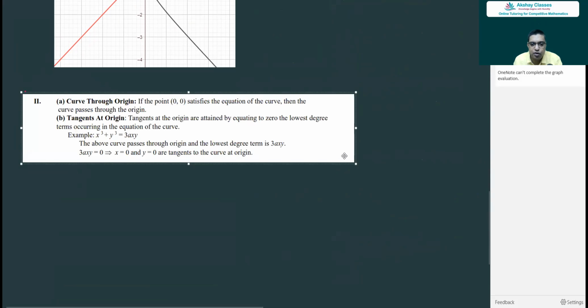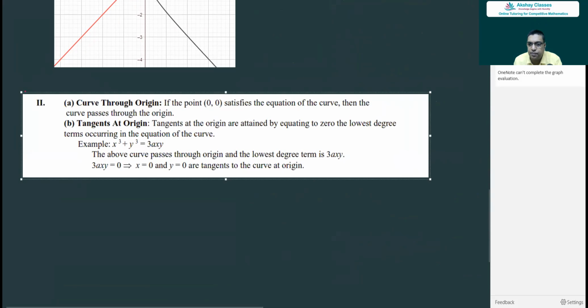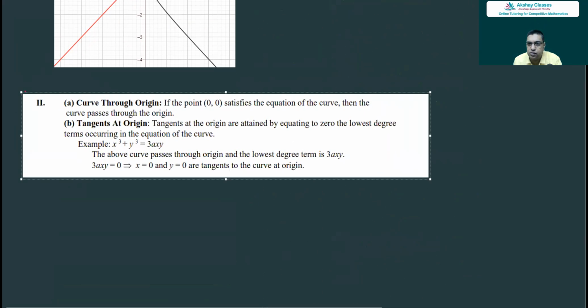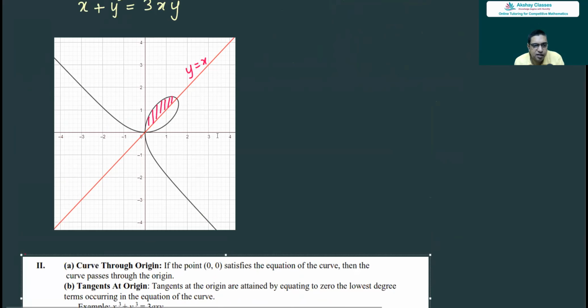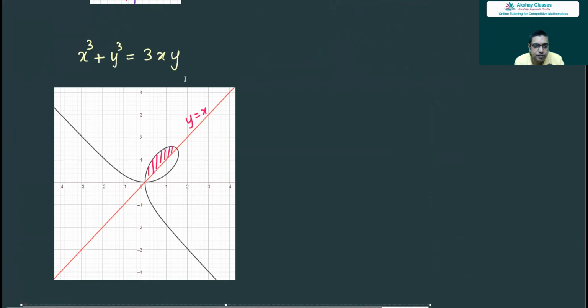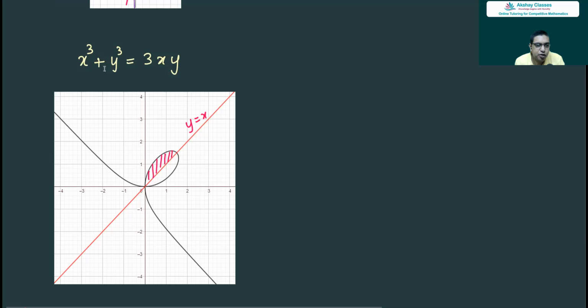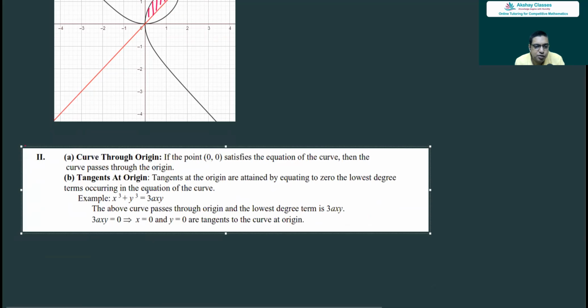So, curve passing through origin, very, very simple. Zero comma zero should satisfy the equation of the curve. That's all. So it passes through origin. Here we see the same thing. 0 comma 0, like x cube plus y cube equal to 3xy. 0 comma 0 satisfies this equation. So it passes through origin.